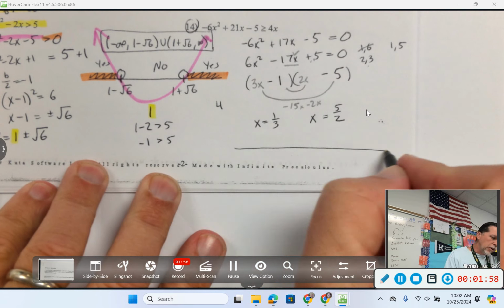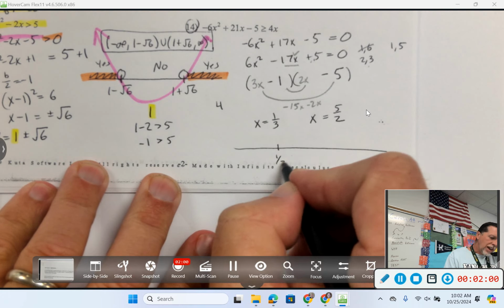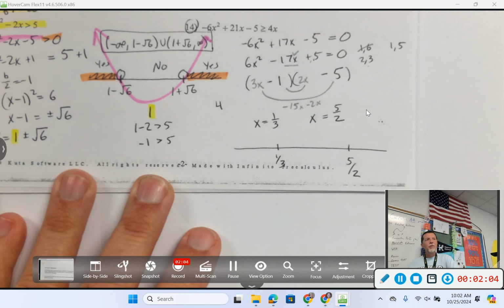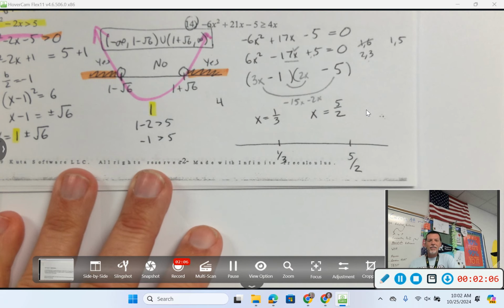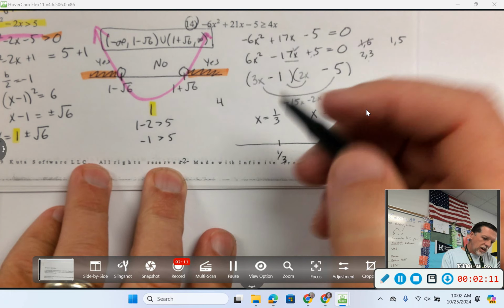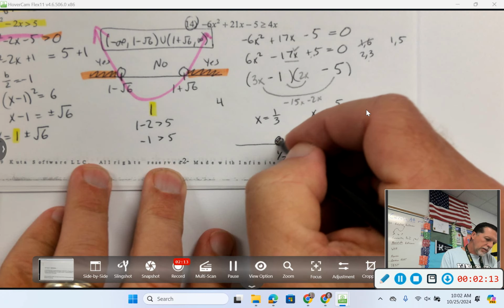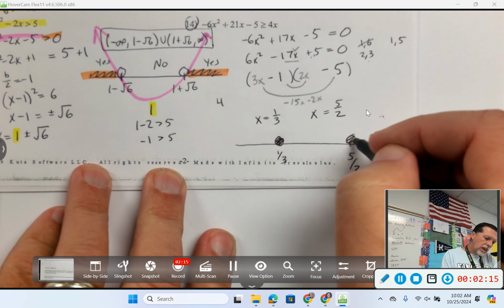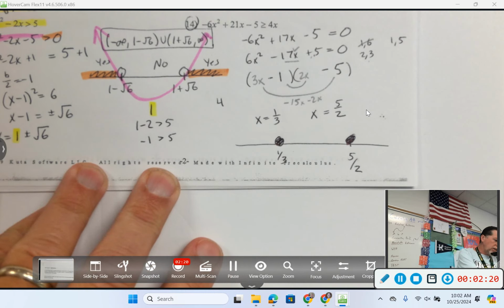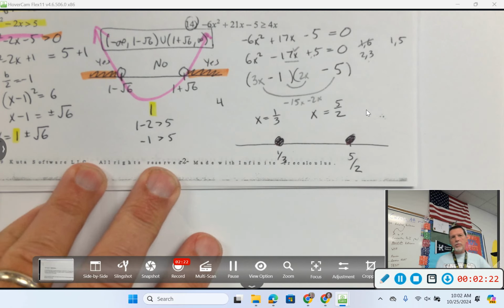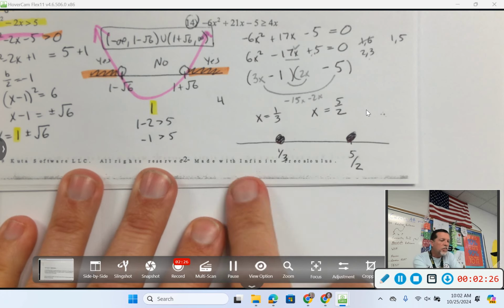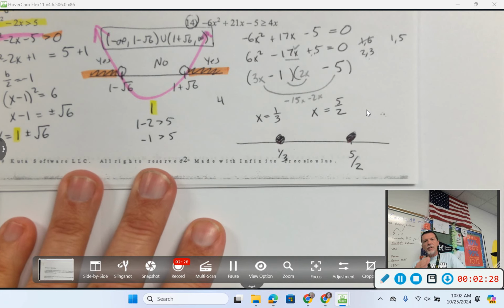I need to know which one of those is smaller. And sometimes that's hard with fractions, but surely not with 1/3 and 5/2, right? Like 1/3 is less than 1. 5/2 is 2.5, so that's not a problem. Closed circles for both because of the equal sign. And then I'm going to trust the alternating rule, which means I only need to test one thing. So I would like to test 0. Which interval is 0 in, though? The left, the middle, or the right?